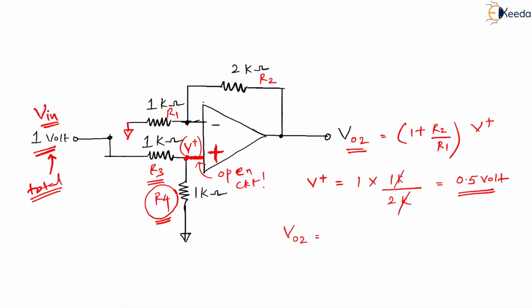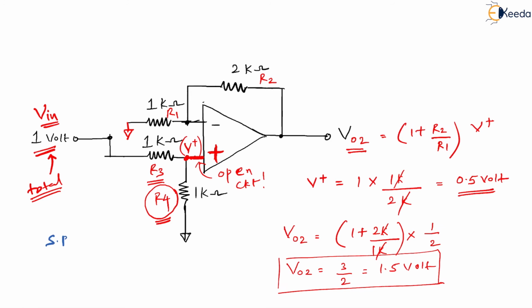Now let me calculate my V02. So V02 is equal to 1 plus R2 upon R1. Value of R2 is 2k, divided by value of R1 which is 1k. Here again k gets cancelled, multiplied by V plus, which is nothing but 1 by 2 itself. So it becomes 3 by 2. So V02 is simply 3 by 2, which is nothing but 1.5 volt.